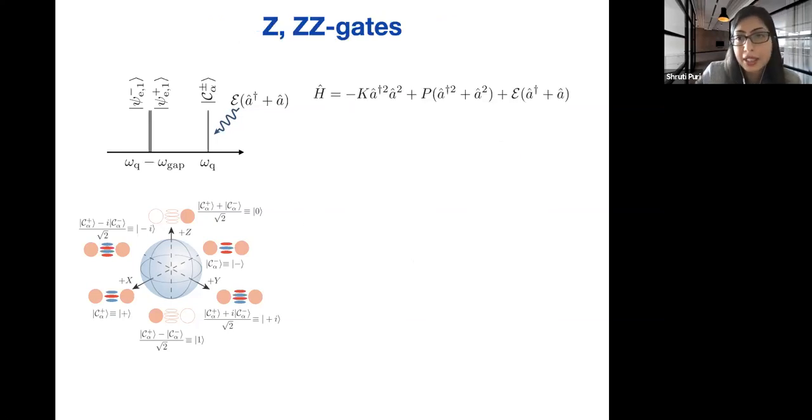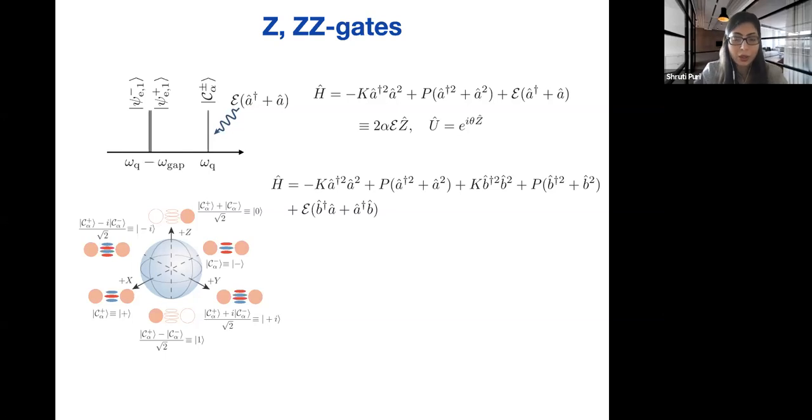So if you just apply a single photon drive, then you can do a Z gate. As the size of the cat increases, the time required to do the gate actually decreases. So the bigger the cat, the faster you can do the gate operations.